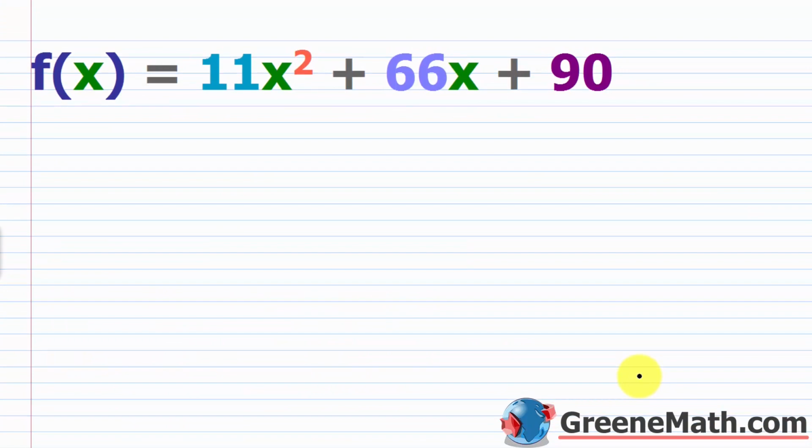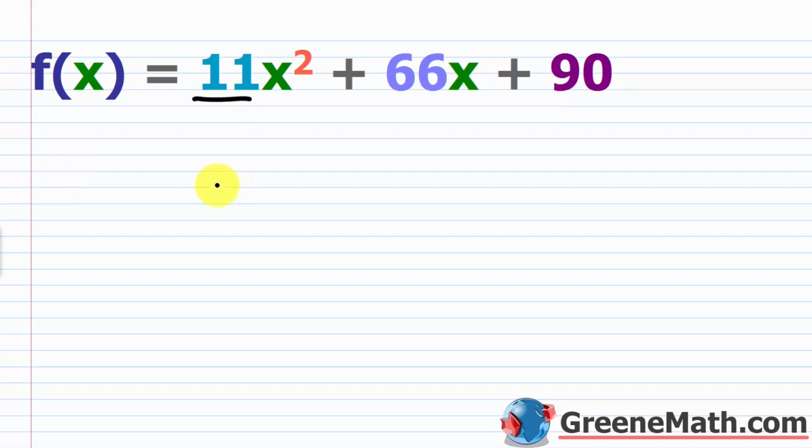Okay, let's just do one more, and then I'll go into the super simple vertex formula, which is what you're going to use, but you might need to know how to do the completing the square method. It's always good to look at it because it comes up every so often. All right, so we have f of x equals 11x squared plus 66x plus 90. I'll kind of go through this very quickly.